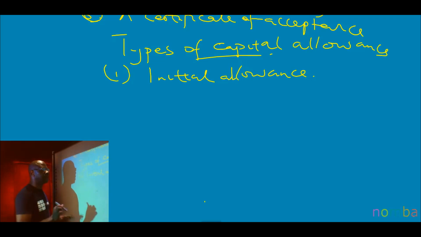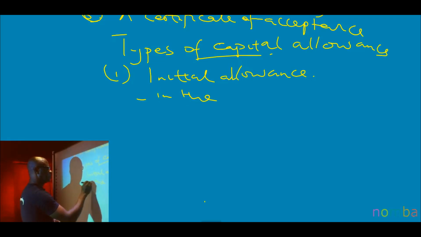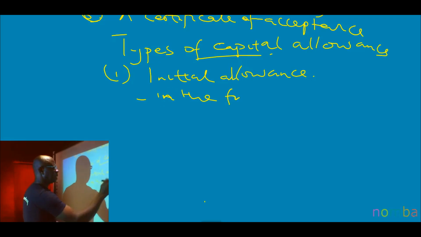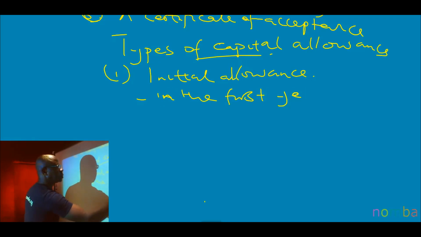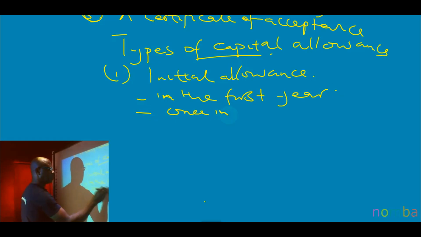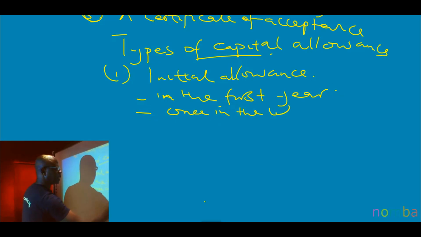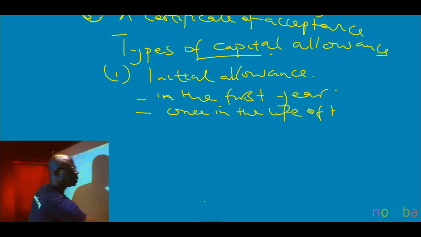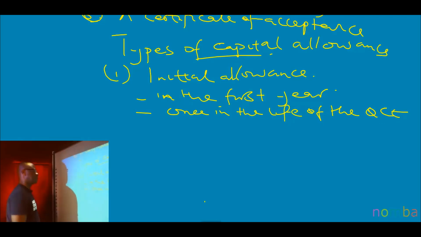So let me bullet point some of the very important points here. It is granted in the first year the asset is put to use, take note of that, and once in the life of the asset, the QCE or asset. Are you there?